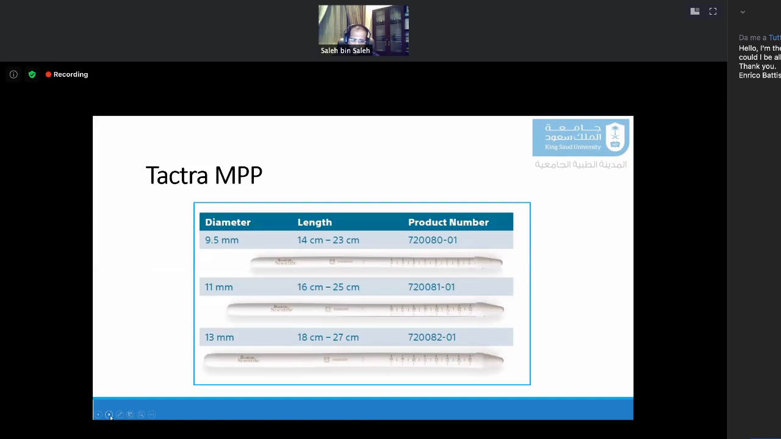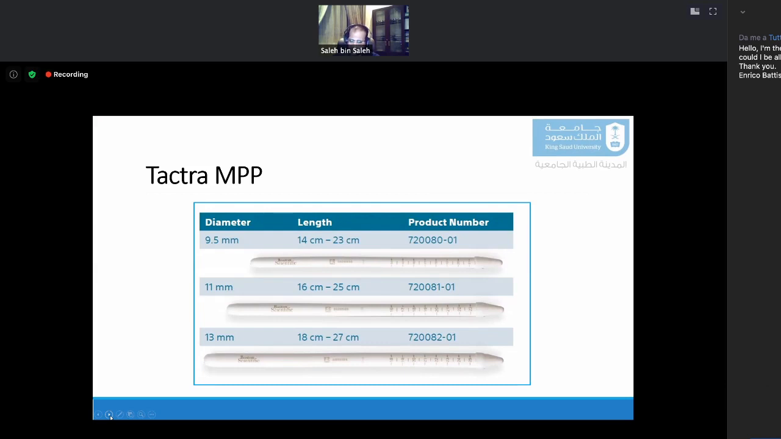So these are the three available sizes: 9.5, 11 and 13 millimeter. You have to keep in mind, when you choose the appropriate diameter and length for your patients, that the smallest intracorporeal length that you can implant is 14 centimeters. You cannot cut beyond this if you choose the 9.5 diameter. And of course, if you choose a larger diameter, the patient has to have a longer penis.